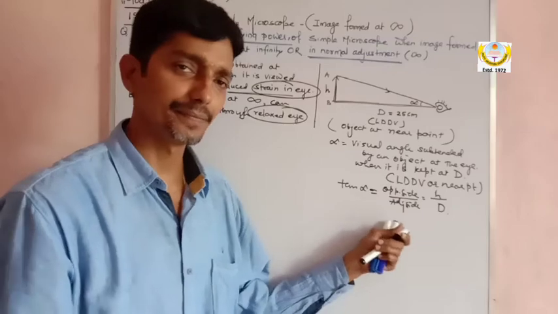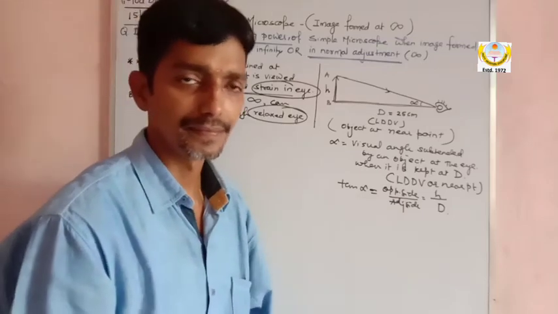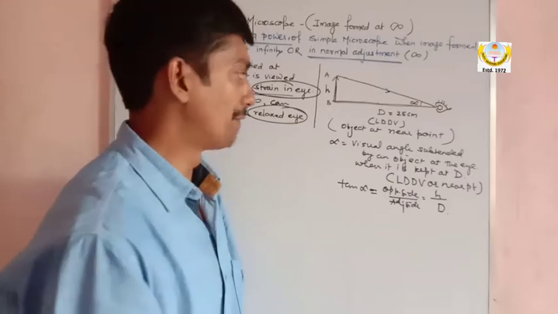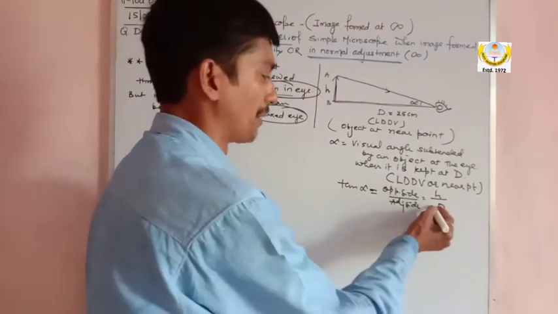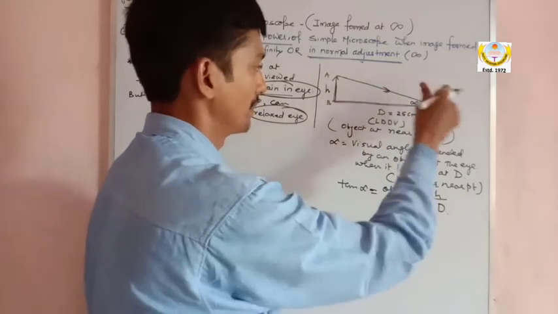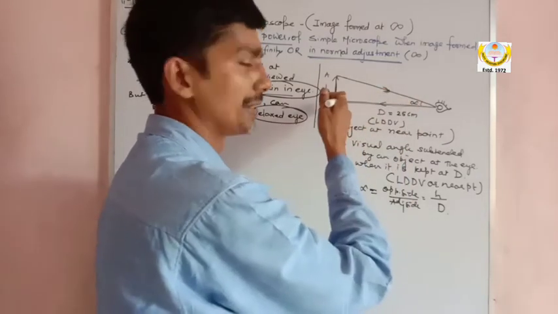H by D. You can see my H by D. And if I use a Cartesian sign convention, it will be minus D because the object is kept in place and the light is coming through this way, and the distance is measured from the eye to the object.